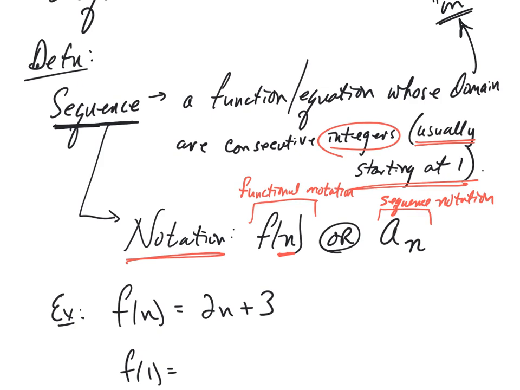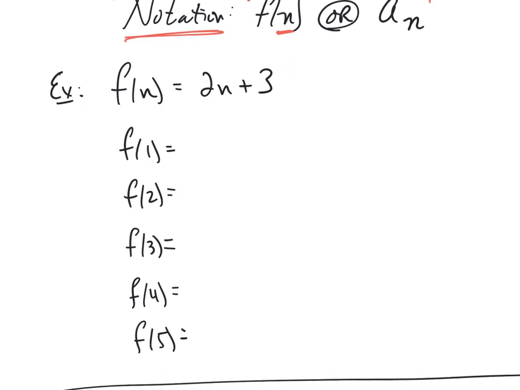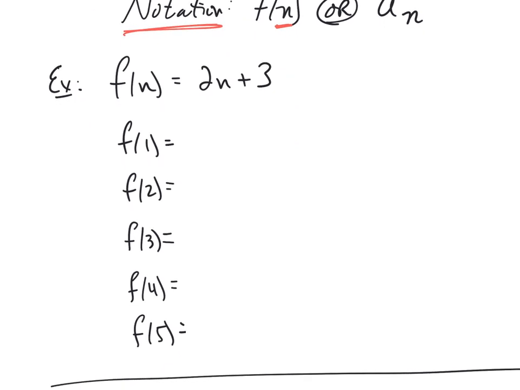And so the idea is we're going to be given a function or equation like f of n equals 2n plus 3. And then what I would ask you to do is find f of 1, f of 2, f of 3, f of 4, f of 5, and so on. The idea is I'm asking you to find the values for the function when we input consecutive integers like 1, 2, 3, 4, 5. And of course we could keep that going as long as you guys wanted to. Okay, so what would f of 1 be?